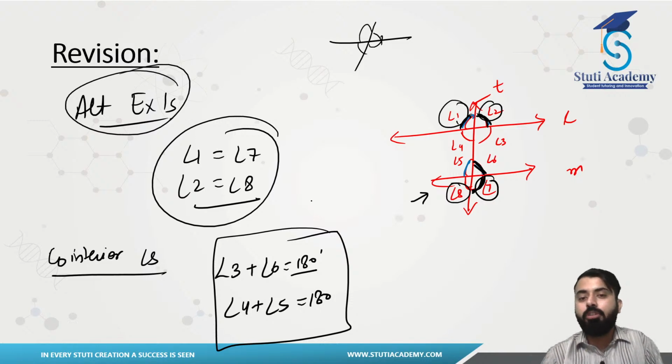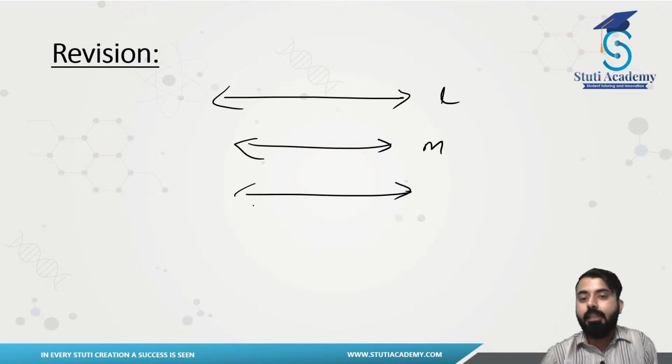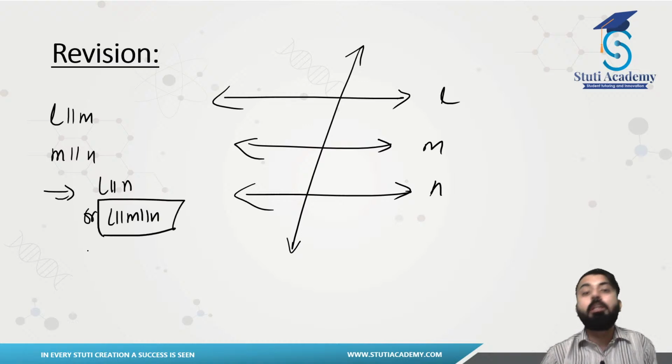And there we had one more thing. If two lines are parallel to a third one, then all three lines will be parallel to one another. That means if we had something like this, let's say this is line L, that is line M, and that is line N. And let's say there is a transversal T or not, that does not matter, you don't have to take that. If L is parallel to M and M is parallel to N, then this implies L is parallel to N, or you can say L will be parallel to M, will be parallel to N. So all three will be parallel.